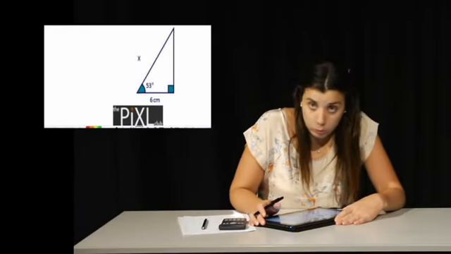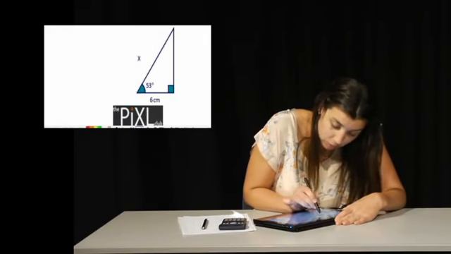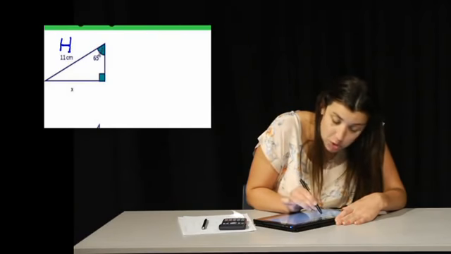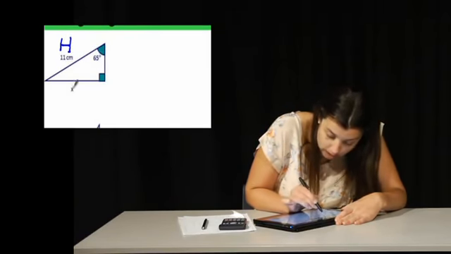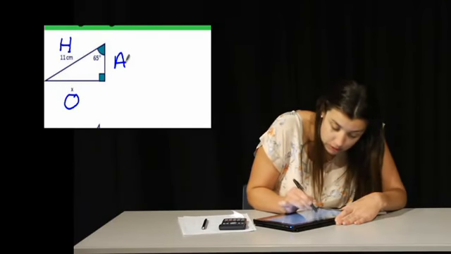Our first triangle, we are going to start by labelling the sides. We go to the right angle and we go across to the hypotenuse. We go to the angle labelled 65, across, opposite. And our leftover side is adjacent.